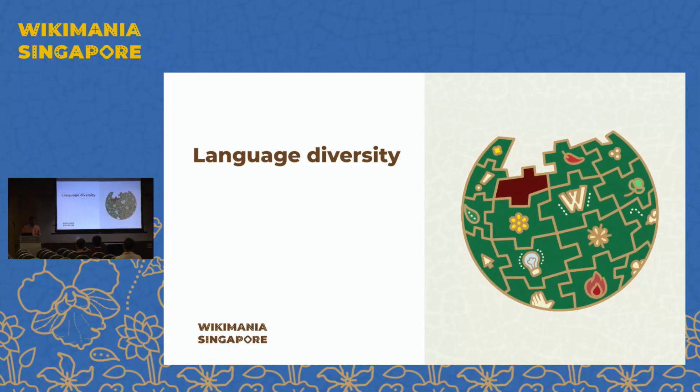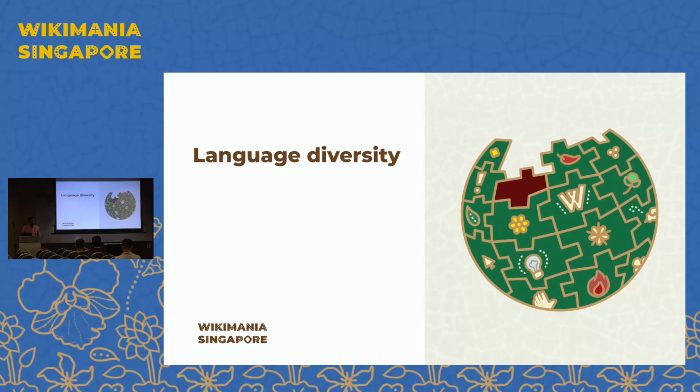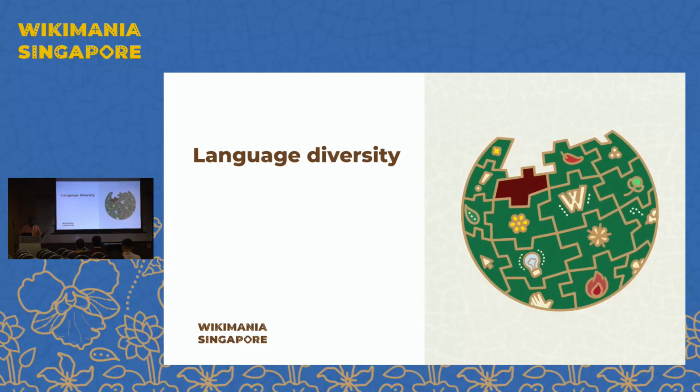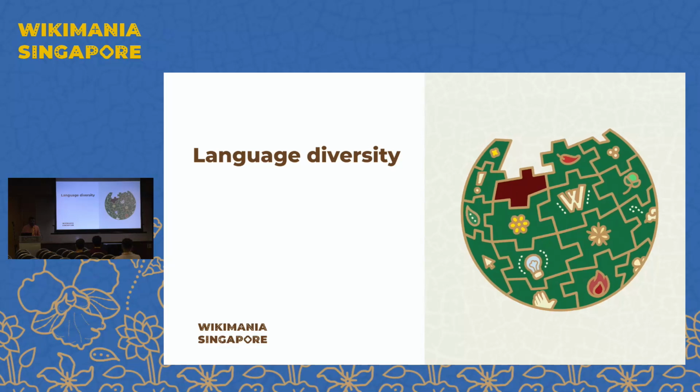Second, be aware of our language diversity. As you know, Wikipedia is not just English, it's 300 plus languages. So if you are doing projects, keep this in mind, that we are not just doing something for English. Think about whether it will work for other languages and how it can affect other languages, okay?